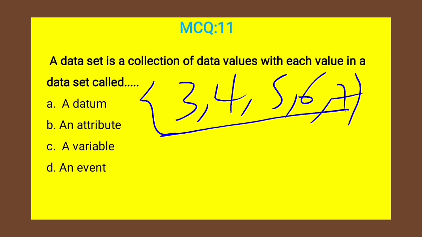So what is each value? Let's say 3, 4, 5, and 6. These are the values within the data set. What is the name for a single value within a data set? That's what the question actually wanted us to know. A single value within every data set is called a datum. So option A is the answer. A datum is a single value or variable within a data set. So that is a datum, and not attribute, not variable, and not an event. So let's take note of that.